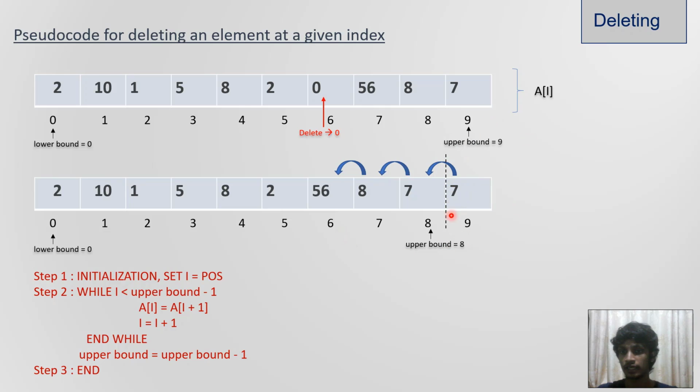After deleting an element, we should also decrease the upper bound by 1, because there is no longer a complete array; there are only the existing elements after deleting the corresponding element from the array. So the array size should be decremented by 1.